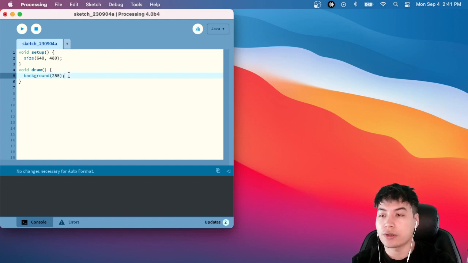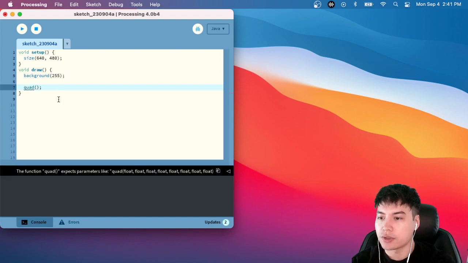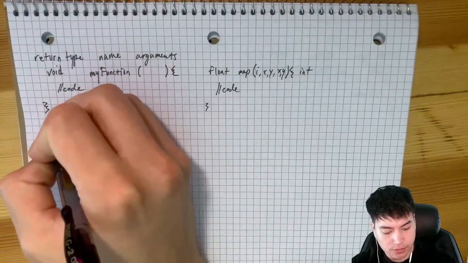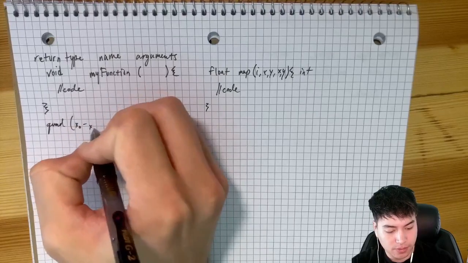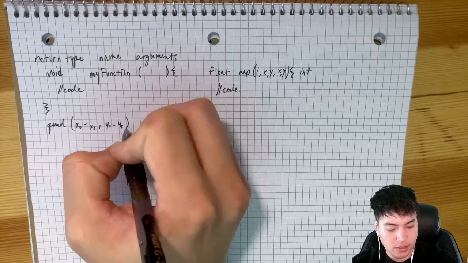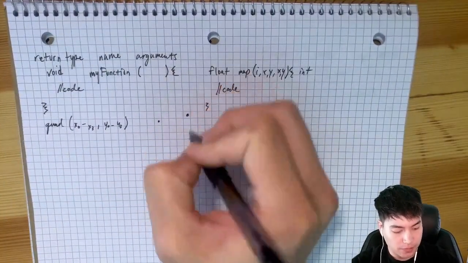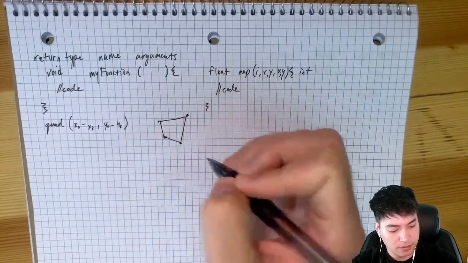And let's start with the quad function. So this one you can see is expecting 8 parameters. What it's asking for are the x and y positions, x0 through x3 and y0 through y3. So it needs 8 of these different parameters. It's asking for the 4 points of some irregularly shaped polygon.